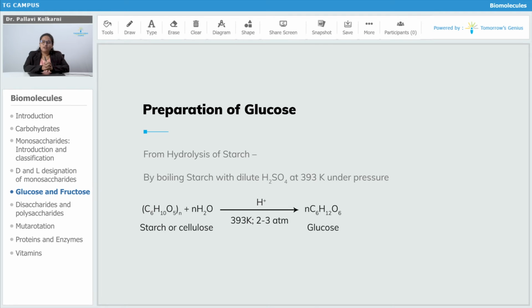Let us see how the glucose molecule can be prepared from a polysaccharide. For that purpose, let us start with starch or cellulose. We know starch or cellulose is a polymer of glucose. The monomer in starch or cellulose is glucose. Therefore, if we carry out the hydrolysis in the presence of an acid catalyst like H2SO4, it will give glucose as the monosaccharide unit. This is how we can prepare glucose molecules by using a polysaccharide.